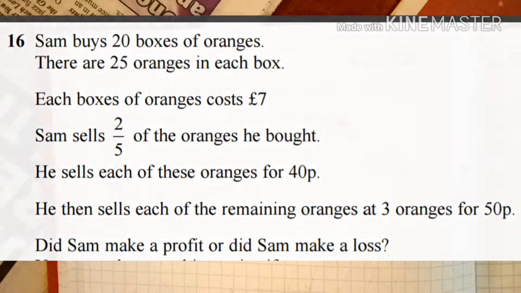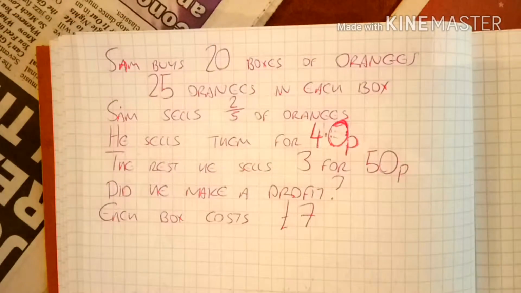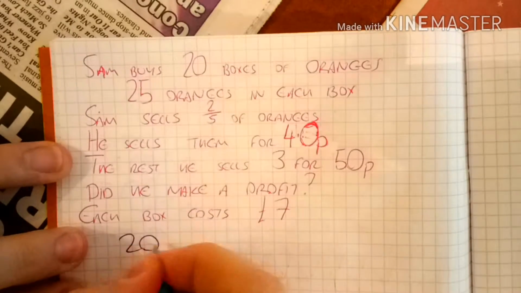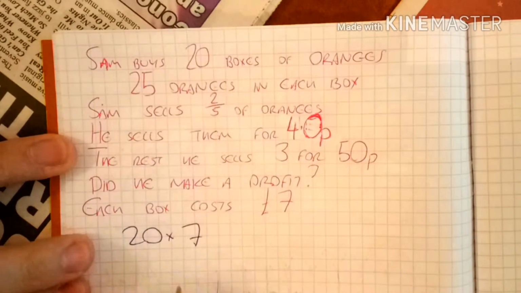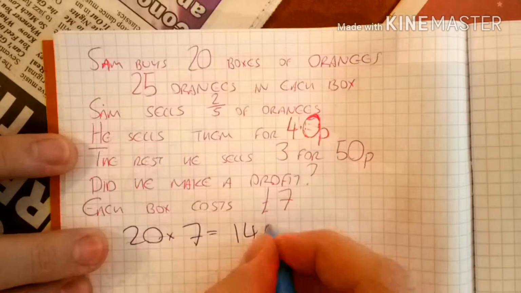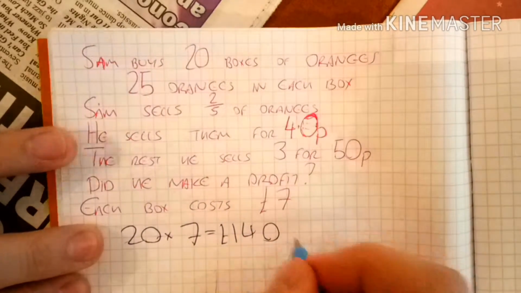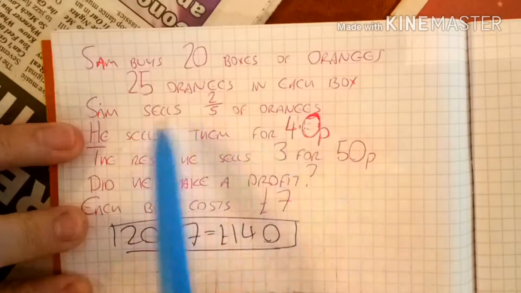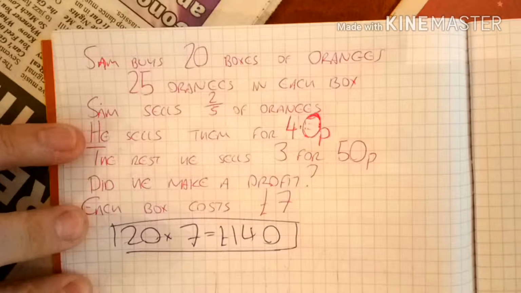Okay, now the first thing we need to do is to work out how much did he spend. So if he's bought 20 boxes of oranges and they cost £7, we do 20 times 7. Okay, 2 times 7 is 14. Add on a 0. Is £140. So he spent £140. So all we need to do is work out how much did he earn, and if that's more than £140, he made a profit. If it's less, he didn't.